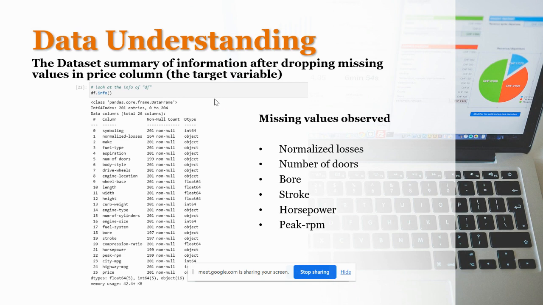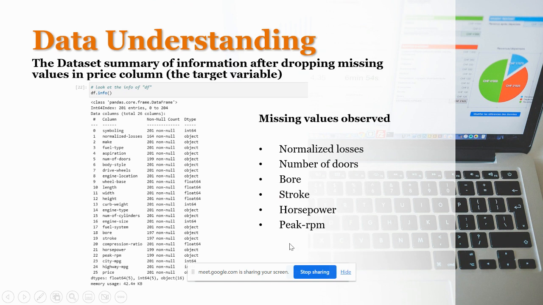Subsequently, we discovered there are missing values observed in some of the columns. From this entry, we saw that normalized losses has missing values. When we check the left screenshot, you see it's 164, which is the number of normalized losses. So out of 201 entries that it's supposed to have, it has 164. So there are about 37 missing values out of it. All right, so here we discovered also that number of doors has missing values, bore has missing values, stroke has missing values, horsepower has missing values, peak RPM has missing values.